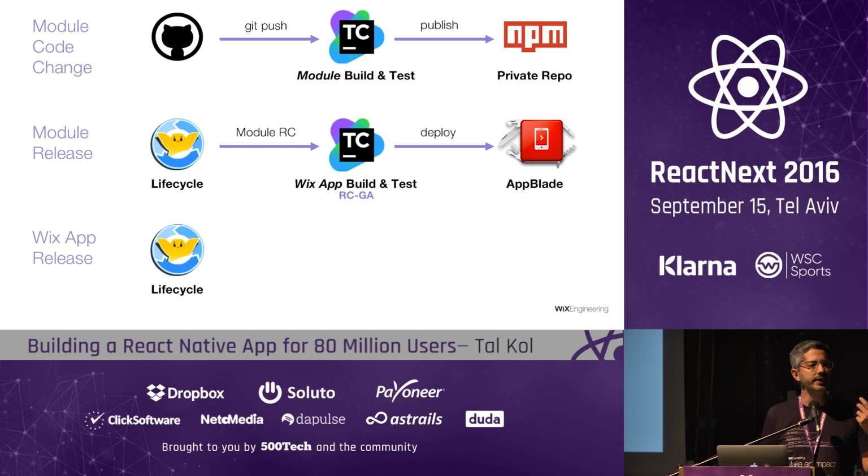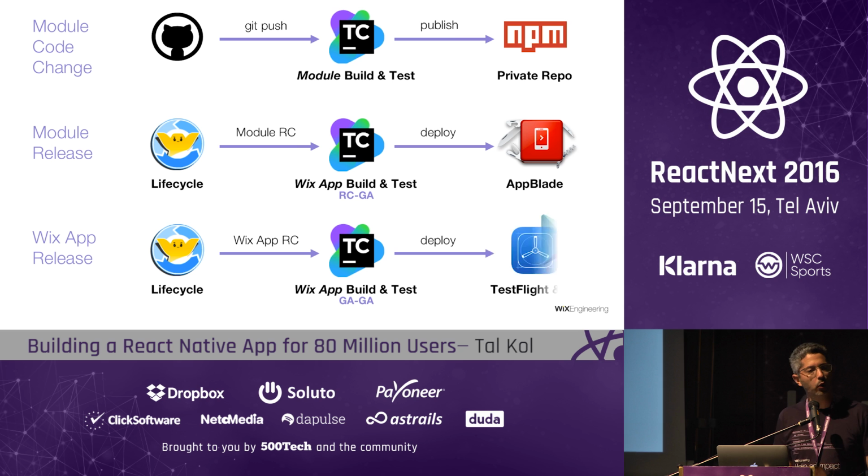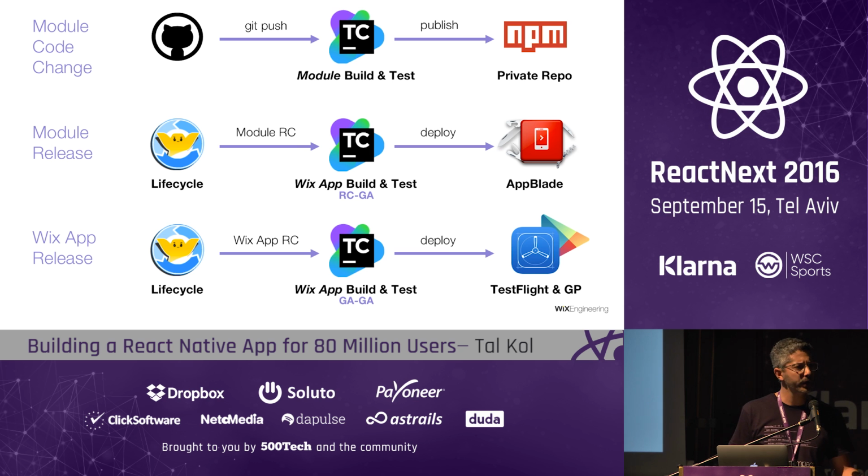Now, when we want to release and deploy the entire app, you would go to Lifecycle, and you would just take the Wix app and RC it. Then we would build in the CI automatically a version that has the GA of all the modules of everybody else. This version would later be automatically deployed to TestFlight and Google Play, so we could start our external beta, and after the external beta, we can just open it up to anybody else. So that's the way it works.